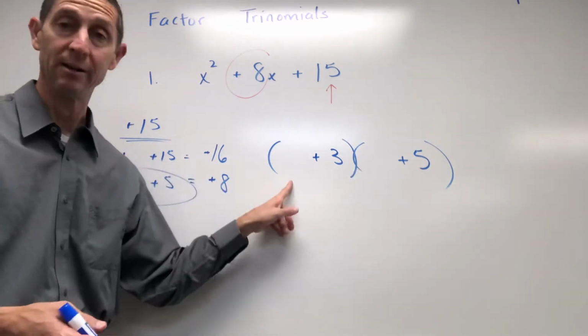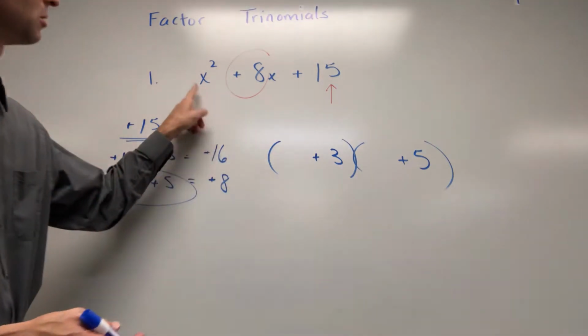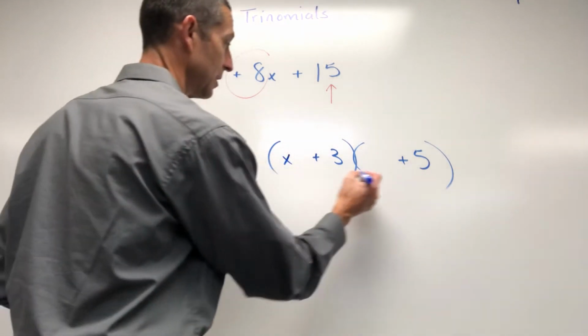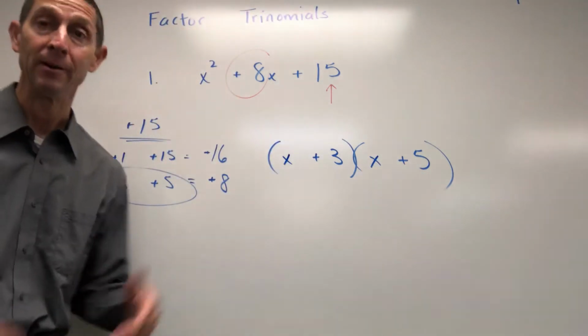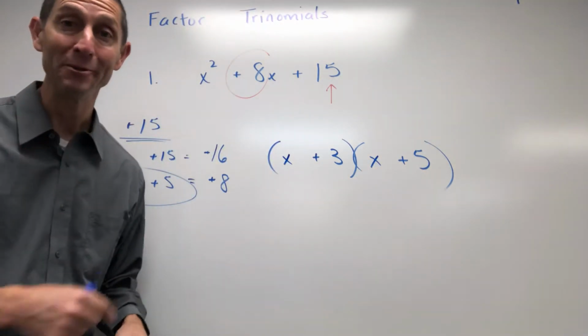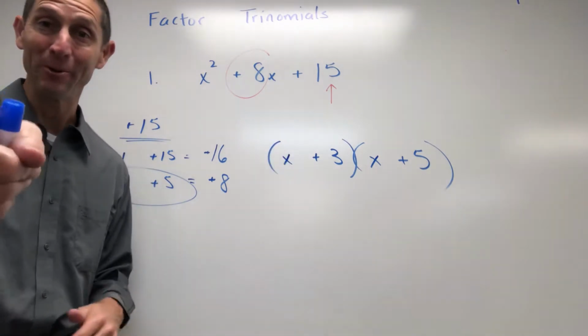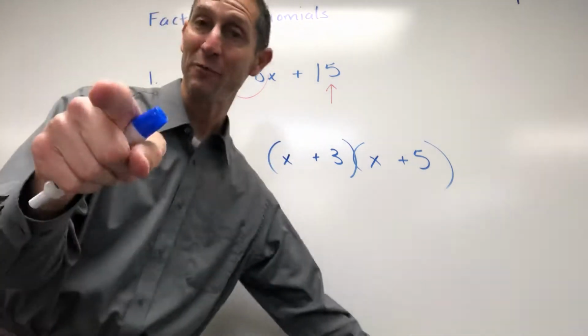The first spot on the left of each set of parentheses is your variable, the x. So x plus 3, x plus 5. You just factored your first trinomial of the day. We got 10 of these to do, 1 down, 9 to go. Factoring trinomials.